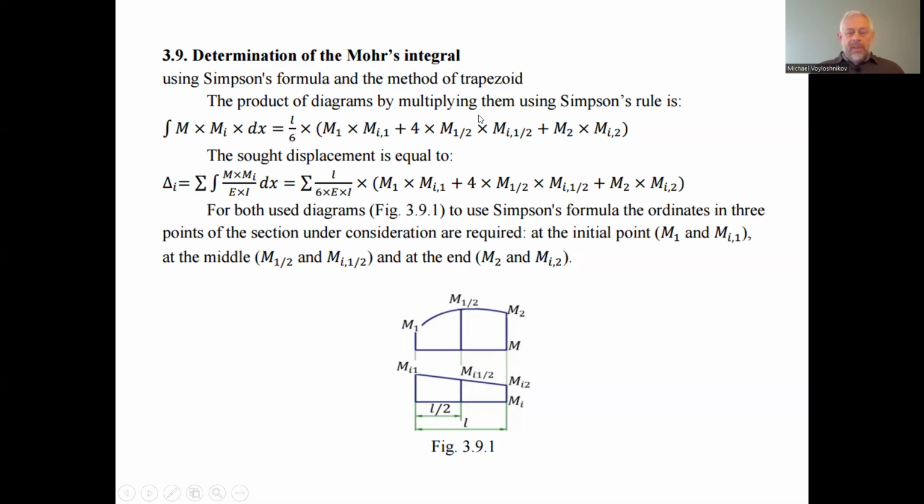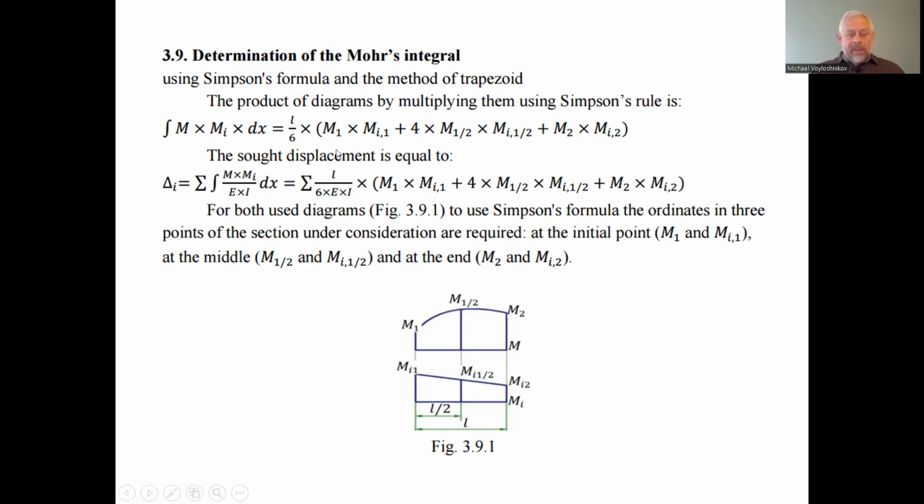So the first one is Simpson rule. Simpson rule is to find the integral. We cut out the denominator from this integral and consider only the numerator part of the integral. This is equal to the fraction L divided by 6 and multiplied by brackets. In the brackets we have three summands.